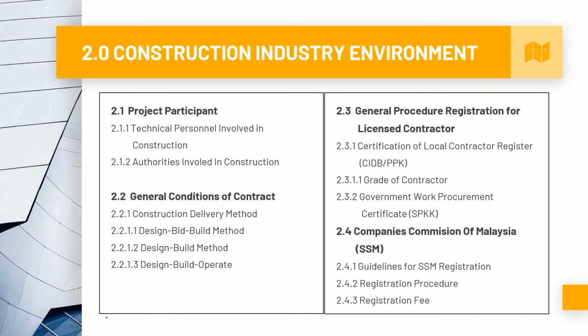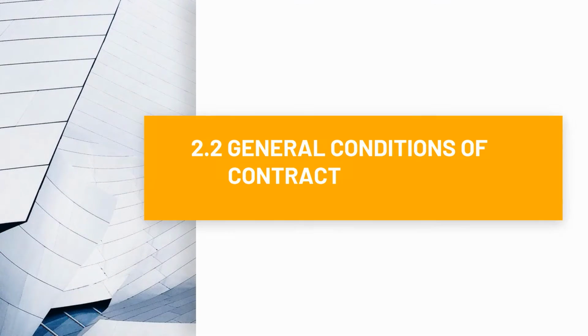Dalam unit 2, kita akan cover 4 subtopik iaitu 2.1 Project Participant, 2.2 General Conditions of Contract, 2.3 General Procedure Registration for Licensed Contractor dan 2.4 Companies Commission of Malaysia SSM. Ini adalah subtopik 2.2 General Conditions of Contract.